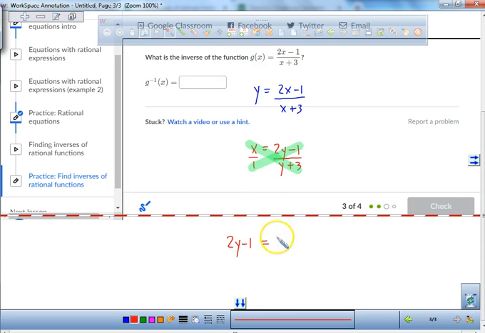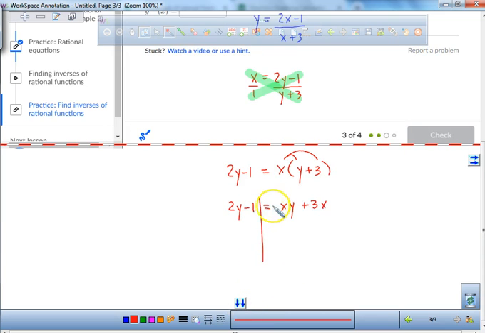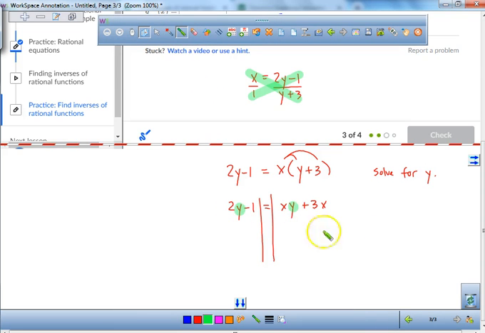But I have to multiply the x times the sum of y plus 3, so we need to distribute the x into both terms. So 2y minus 1 equals x times y, which is xy, and x times 3, which is 3x. Now, whenever you're solving for an inverse, once you swap the x's and y's, you need to understand what the next step is. Right now, we are solving for our new y. So we need to solve for y. Let's see where our y's are. We've got one here, and we've got one right there.